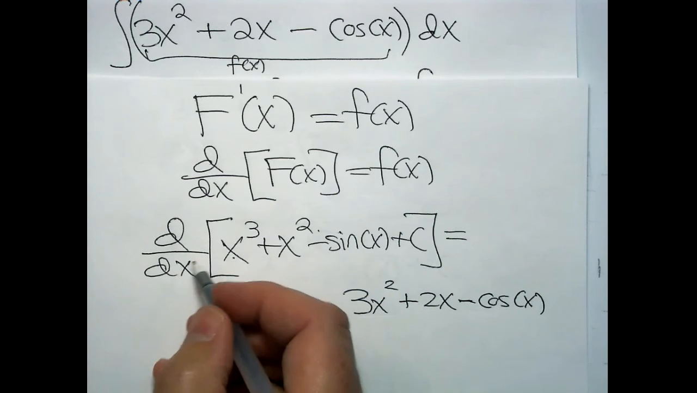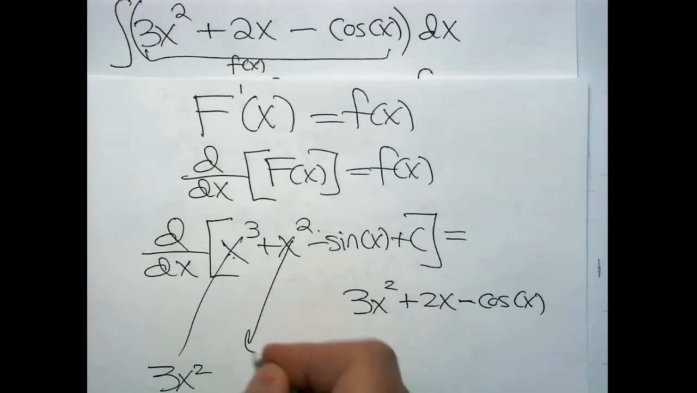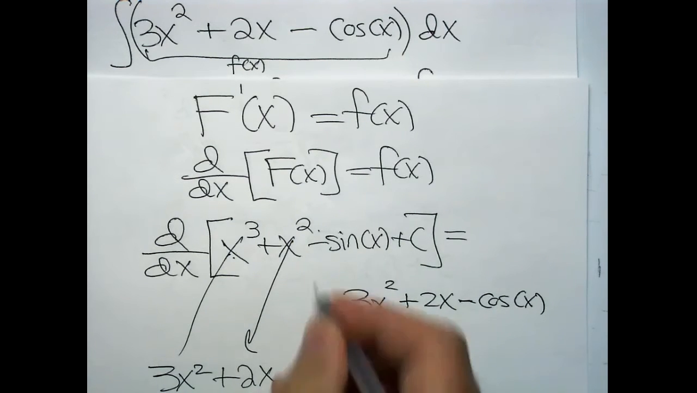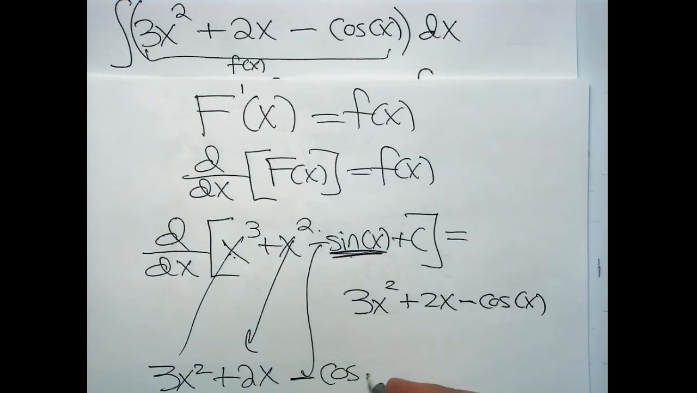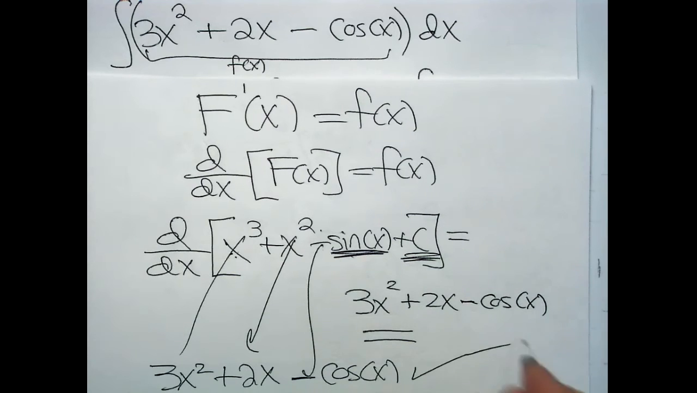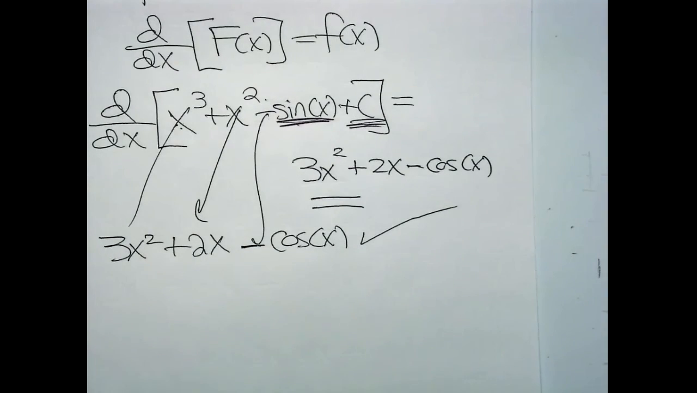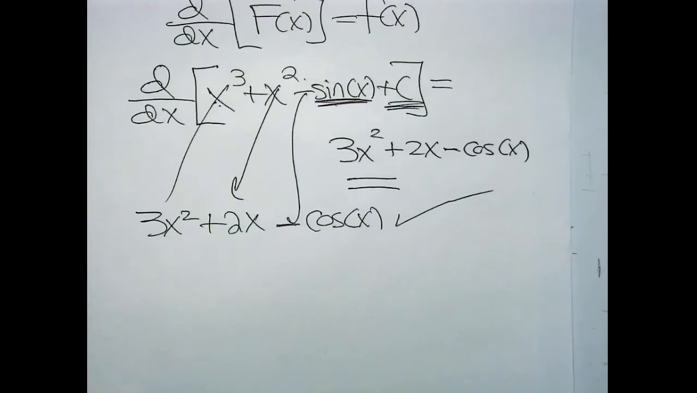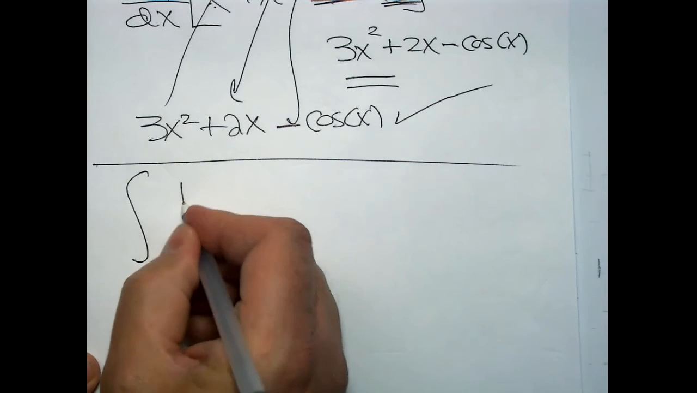Okay, no antiderivatives. Now we're checking, so we take the derivative of x cubed, which is 3x squared. We take the derivative of x squared, which is 2x, minus. We take the derivative of sine, which is cosine, and finally we take the derivative of a constant, which is 0, and that would be an excellent check. They are definitely the same thing. What happens when you run into problems like this, though?